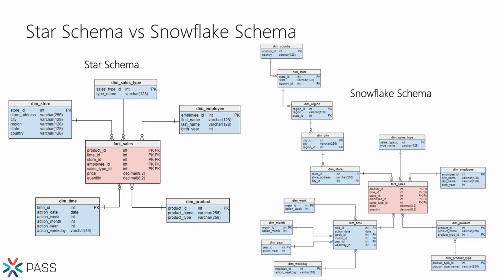So, for example, in this diagram on the right side, you have a store dimension. The store dimension further breaks down into city, region, state, and country. So when you do analytics on the sales business data, if you ever want to do analytics at the country level, you have to join all the way from store to country. So the problem is your performance could be sacrificed.